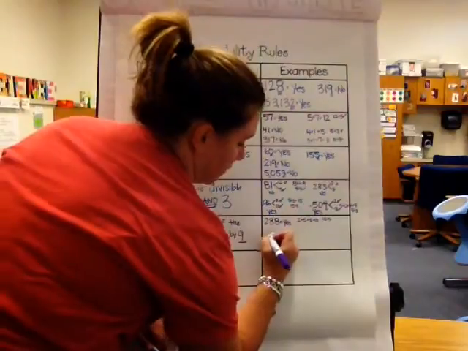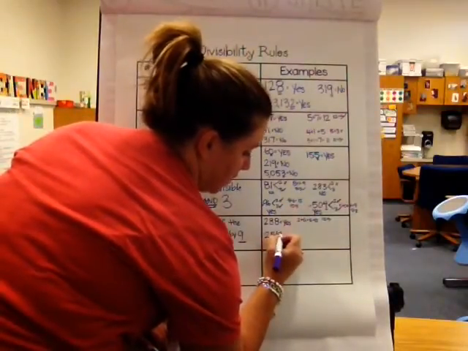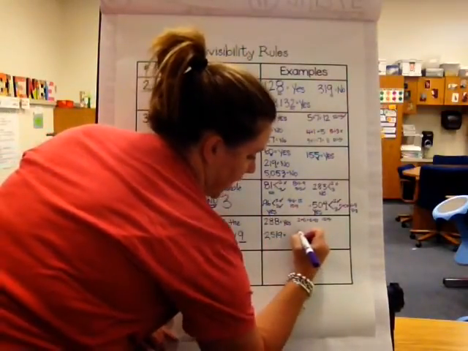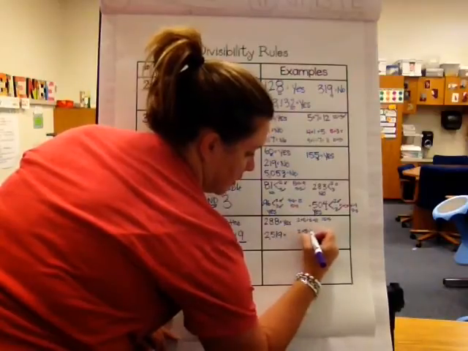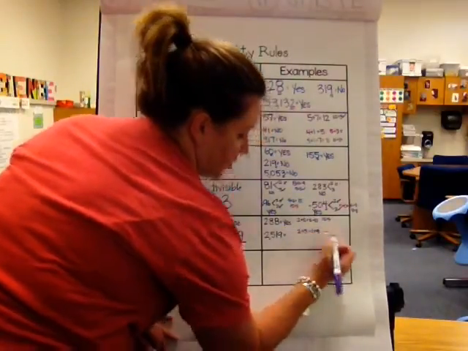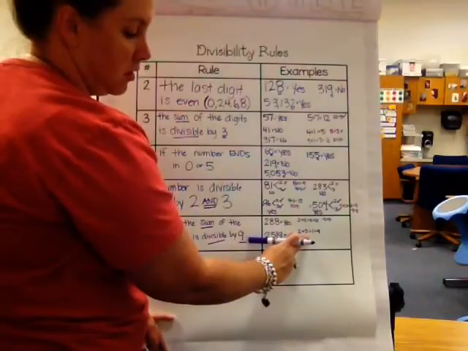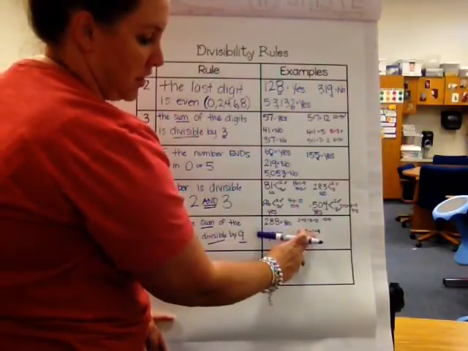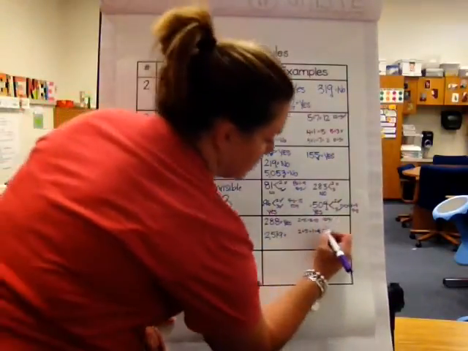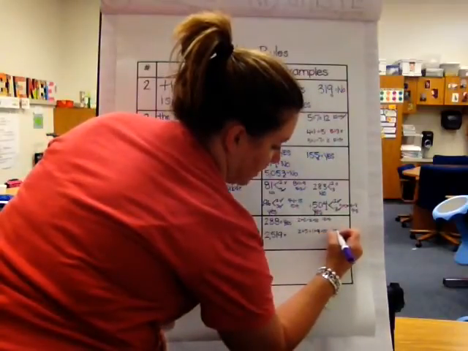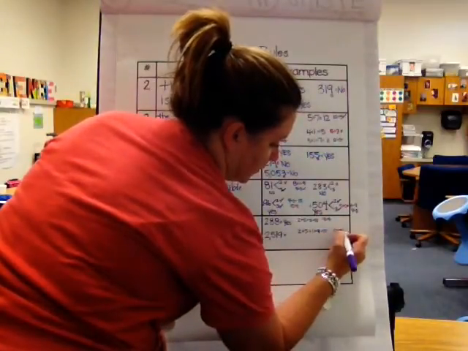Okay, here's another example. 2,519. So I'm going to add my digits up. 2 plus 5 is 7. Plus 1 is 8. Plus 9 is 17. Can I divide 17 by 9? That would be no.